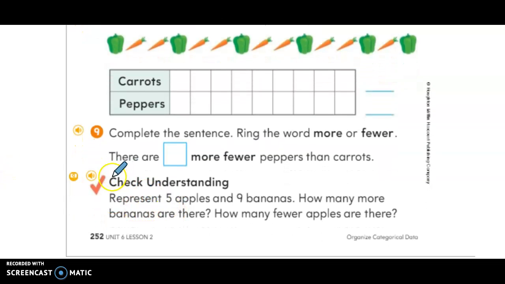Okay? Check for understanding is optional. If you would like to do another problem, you may. If you don't want to, you don't have to. It says represent 5 apples and 9 bananas. How many more bananas are there? How many fewer apples are there? Okay, so you would draw an A and a B, draw those circles, do your same, and then find the difference and decide how many fewer apples there are.